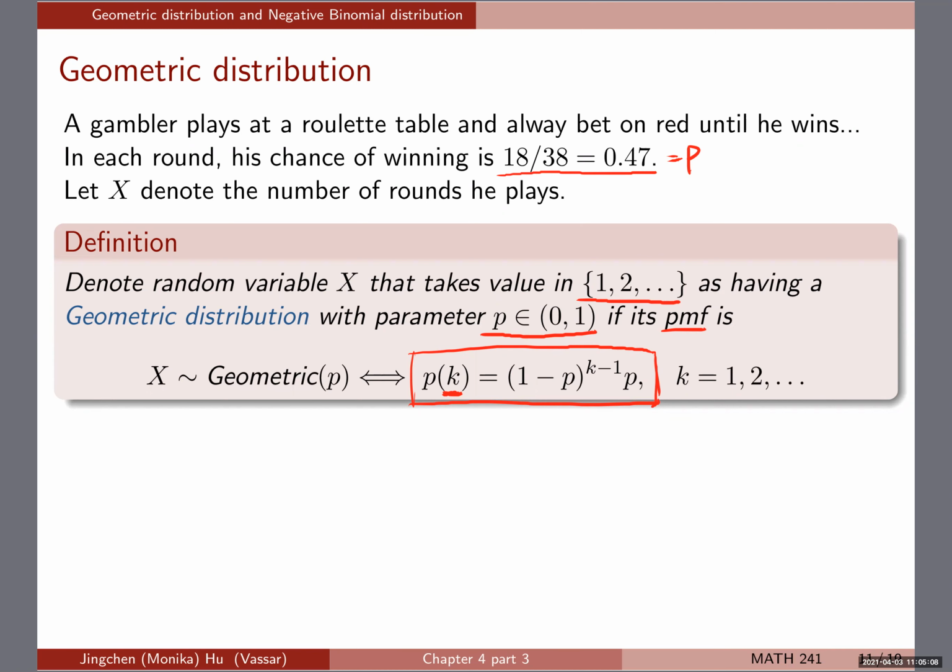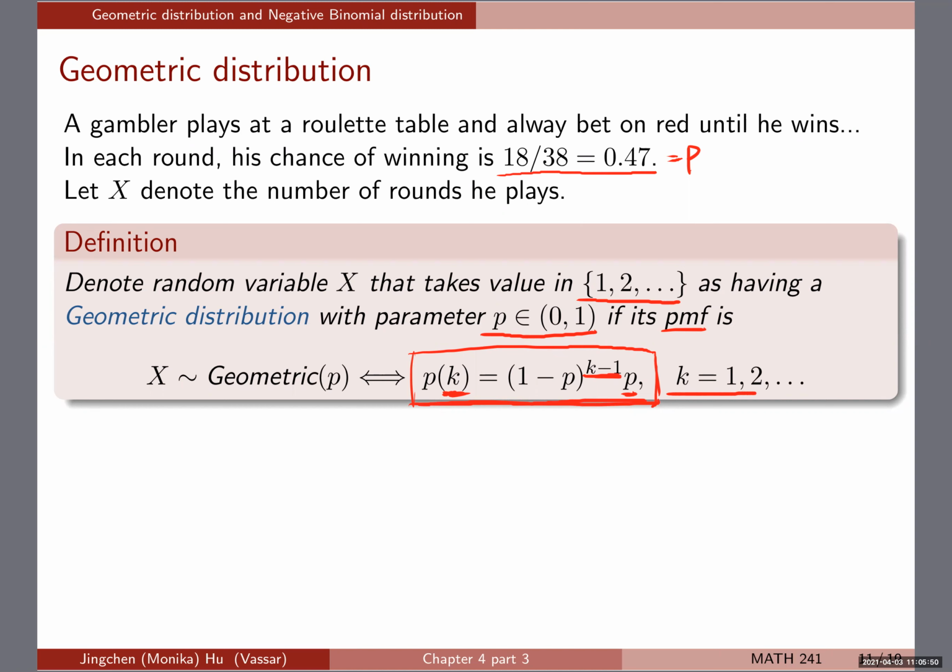So each of the first k minus 1 rounds has a failure probability of 1 minus p. For that to happen, the probability is (1 minus p) to the power of k minus 1. But the last one has to be a win, because that's what we mean by he will play k rounds and then stop. So the chance of k minus 1 failures is (1 minus p) to the power of k minus 1, and then the last one has to be a win, so we multiply with p. That's why the PMF of a geometric distribution is overall pretty intuitive to see.